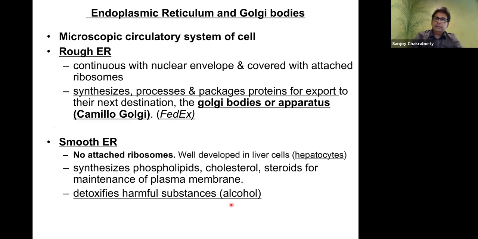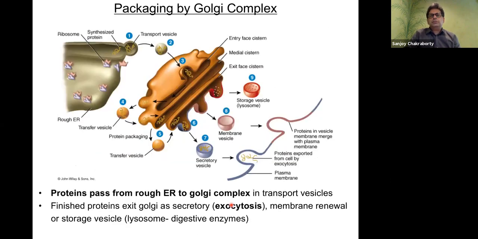Now endoplasmic reticulum, as I just said, has two types: rough ER and smooth ER. Rough ER means where ribosomes are attached. Smooth ER means ribosomes are not attached. Both have individual functions. The ribosome, rough ER, and Golgi have a sequential job. So I'll use this particular picture to explain.